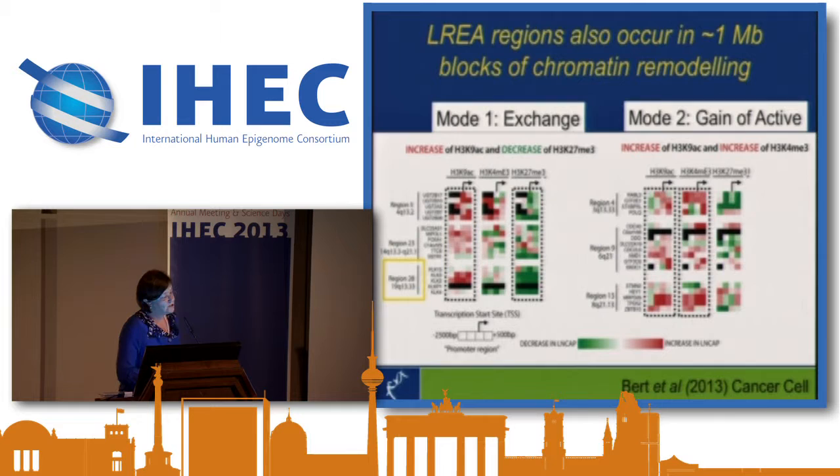When we looked at the epigenetic changes underpinning gene activation, we also found that these occurred in a similar size region of around about 1 megabase in size. And again, when we looked at the changes around the transcriptional start site, we found that these occurred also in blocks. And for gene activation, we found the opposite of gene repression. Here we find that there's an increase in the active marks, H3K9 acetylation, an increase in H3K4 trimethylation, and in some of the regions, a decrease in the repressive mark H3K27. So in many ways it's using a similar mode of change, but in the opposite direction.